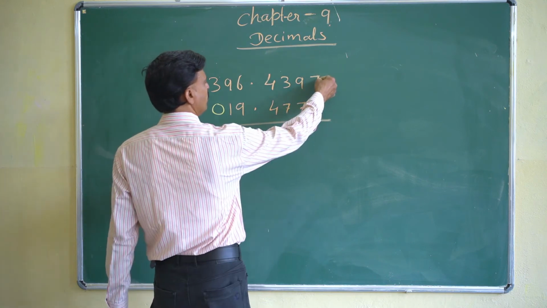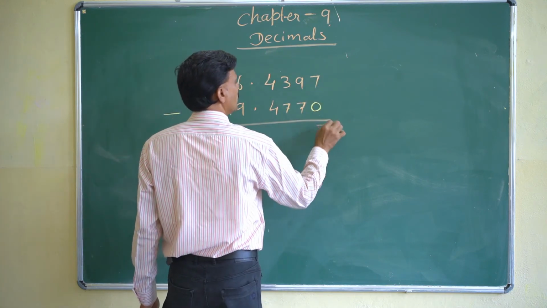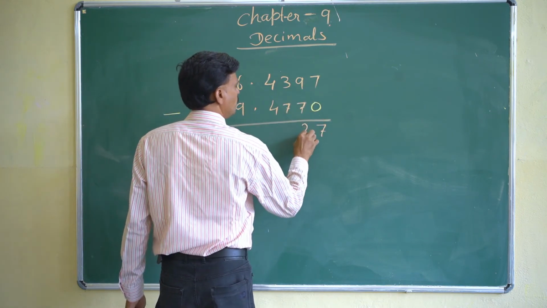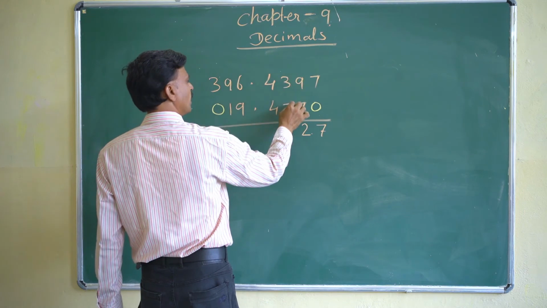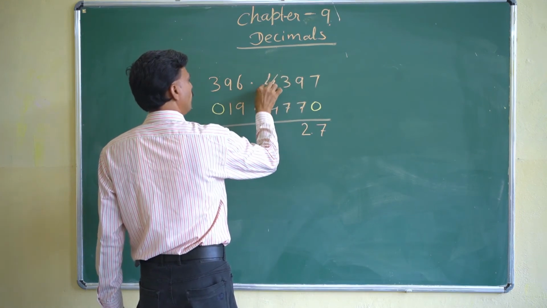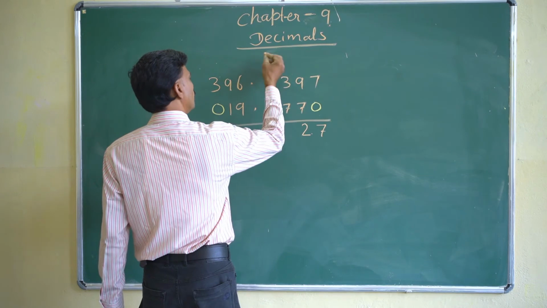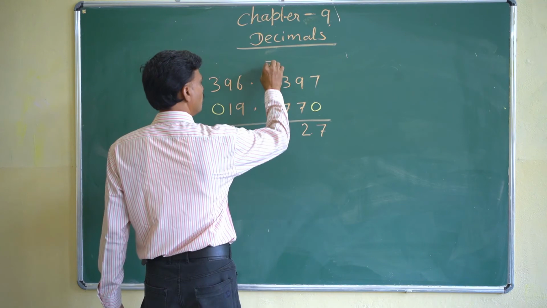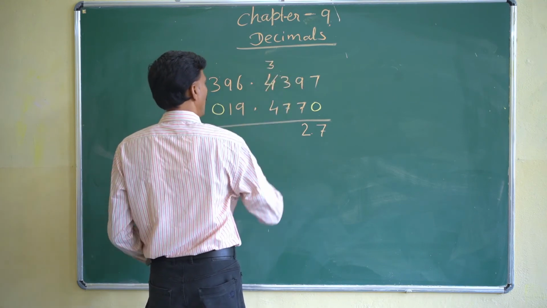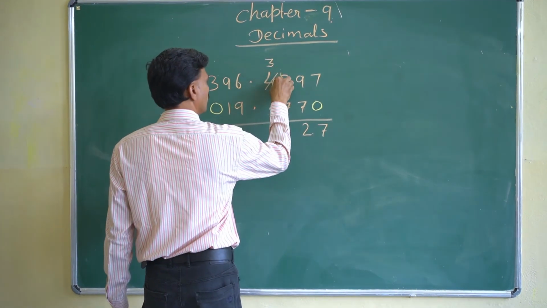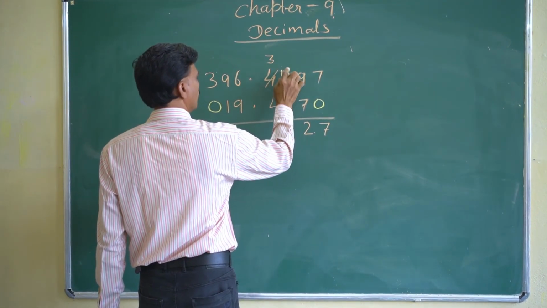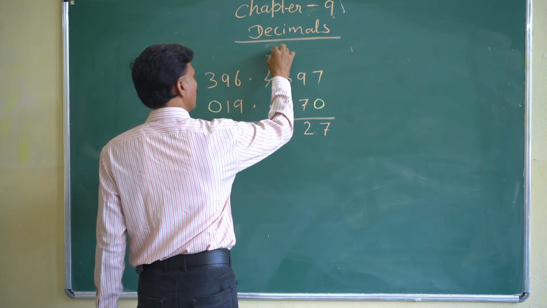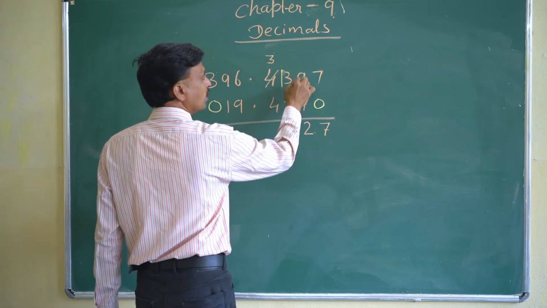Okay, 7 minus 0, what will it come? 7 will come here. 9 minus 7, so what will it come? 2, right? Then from 3 we cannot subtract 7, so we'll borrow from 4. When we borrow from 4, this 4 becomes 3, right? And we have taken 1, so it becomes 13. Remember this. Don't make the mistake that it becomes 4. We have taken a 1 from 4, so this 4 becomes 1 less, that is 3, and this becomes 13.